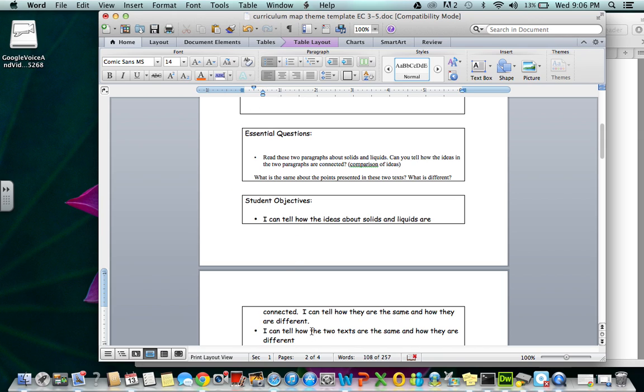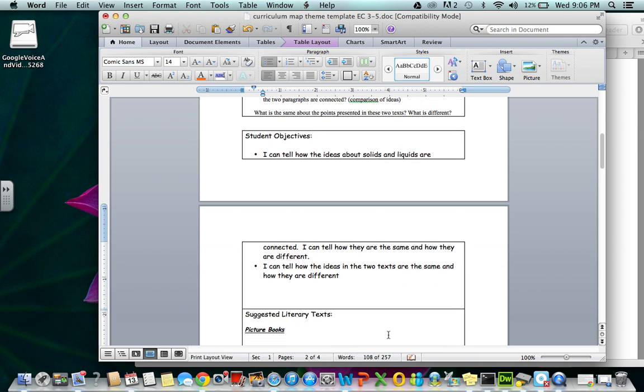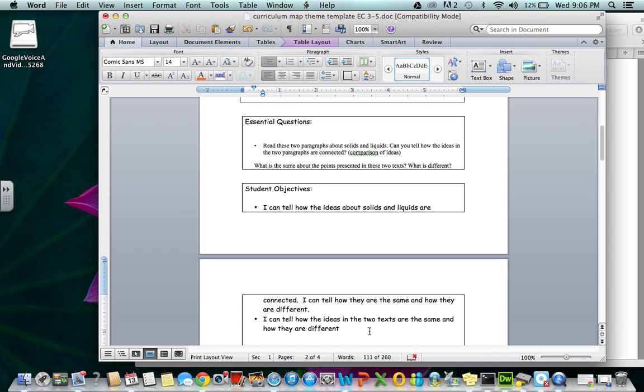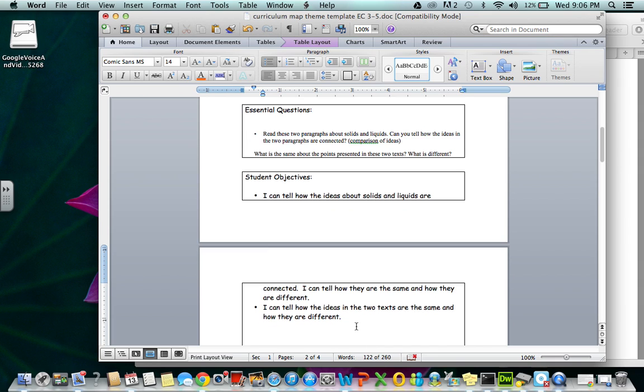I'm going to change this to, I can tell how the ideas in the two texts are the same and how they are different. All right, so now I've got my student objectives. I know exactly what I want students to be able to do at the end of my lesson. I'm going to be showing them one text and having them compare and contrast the paragraphs of solids and liquids, and then I'm going to show them two different texts, and I'm going to see if they can tell how the two texts are the same and different, and the ideas in them are the same and different.